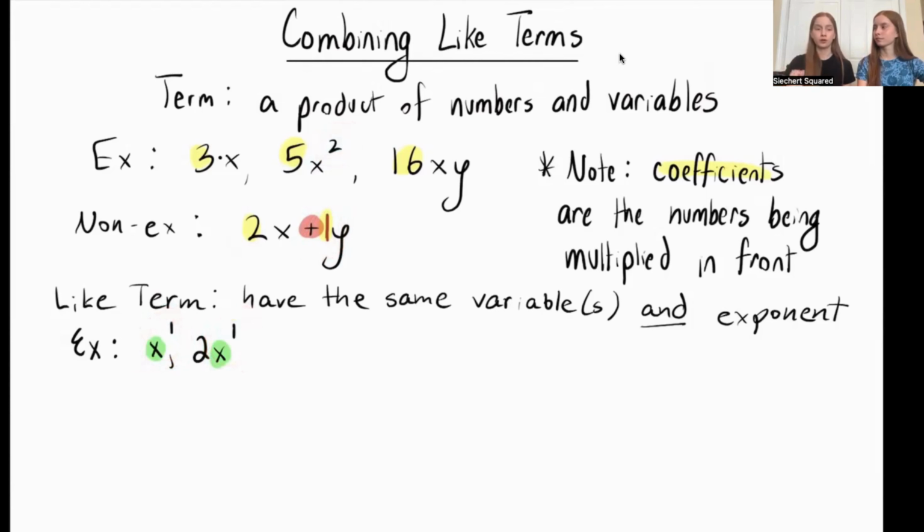Now, a very important note: the number in front does not impact whether or not they're like terms. You will use it when you're combining like terms, but you don't need it when you're deciding which terms are like and which terms go together. Don't need it at all.